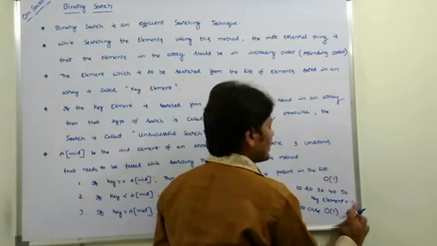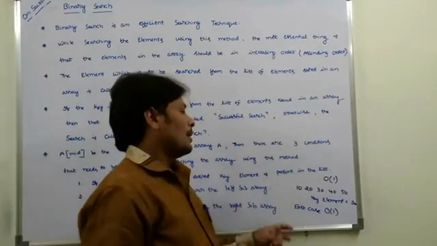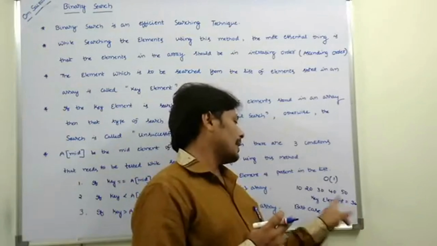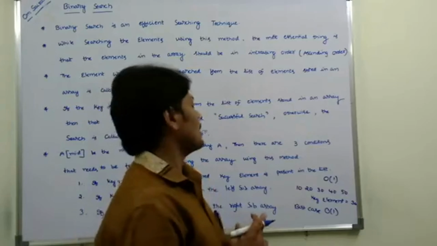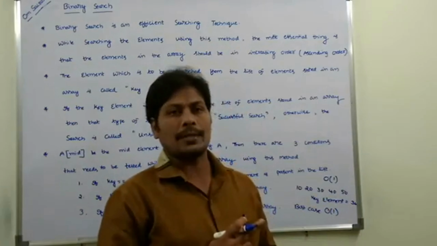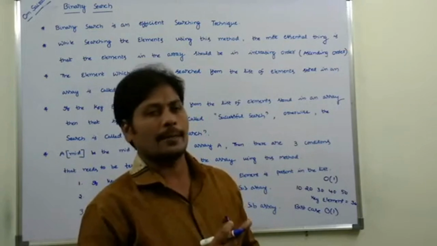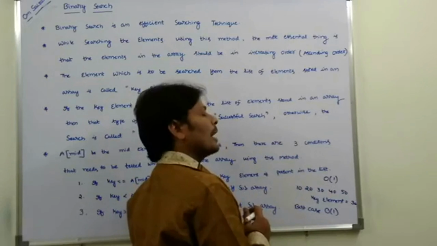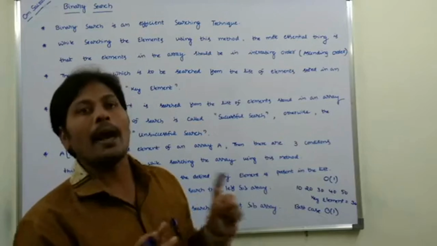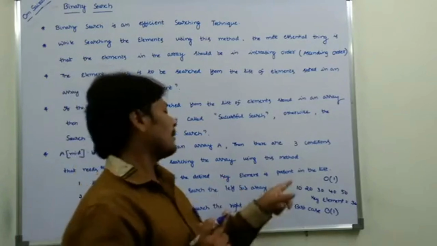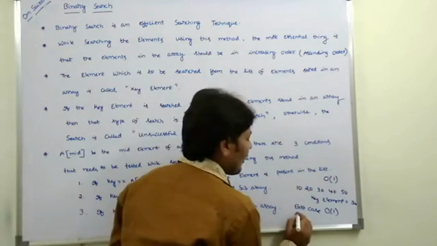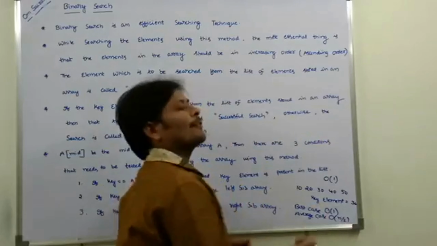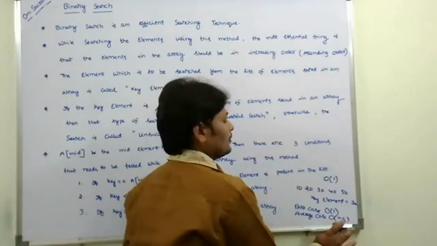Suppose our key element is 30. In the first comparison, 30 is compared with 10. It does not match. Next, 30 is compared with 20. Does not match. Then 30 is compared with 30, match. So our key element is found in the list. The array size is 5, and our key element is found at the third position. This is called the average case. The average case is big O of n by 2, which is also big O of n.